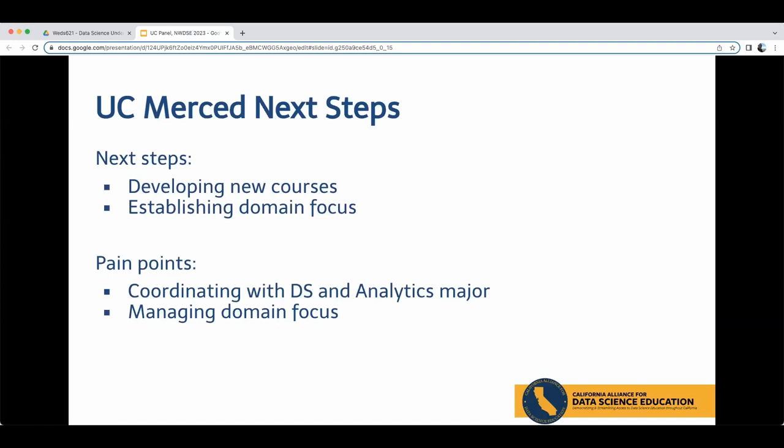One of the pain points is really coordinating with this other data science program in analytics. So see how we can reconcile some of these tracks with them, and then how to manage these domain foci, and how to coordinate with all the different departments that want to participate in this program.